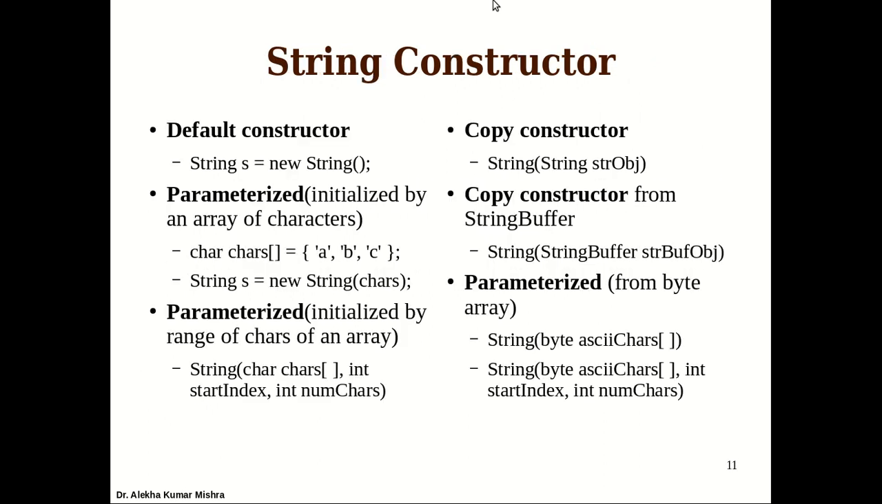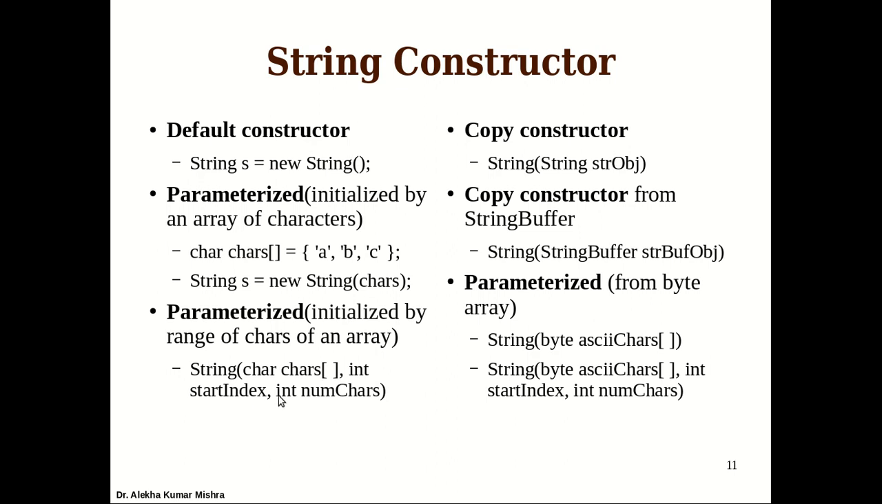So these are the set of constructors provided for the String class. The default constructor creates an empty string. Then parameterized constructors take various types of arguments. First, we can initialize a string by an array of characters. We already have an array of characters, and we can convert that into a string. Second, we can initialize by a range of the character array. Suppose we want to initialize a string from a particular range of that character array, not the entire array.